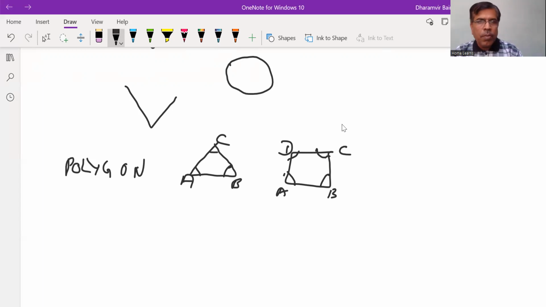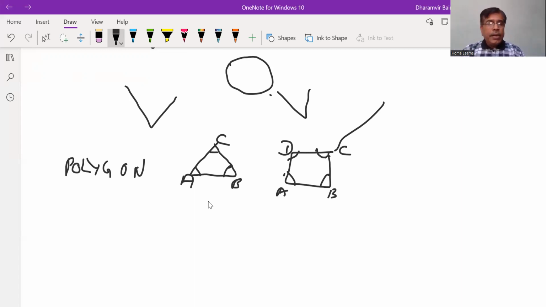Like this is not a polygon. This is only a line segment, not a polygon. This also is not a polygon. It's an open curve. It's only a curve. But the figure which has more than 2 sides, more than 2 vertices, more than 2 angles is known as a polygon.